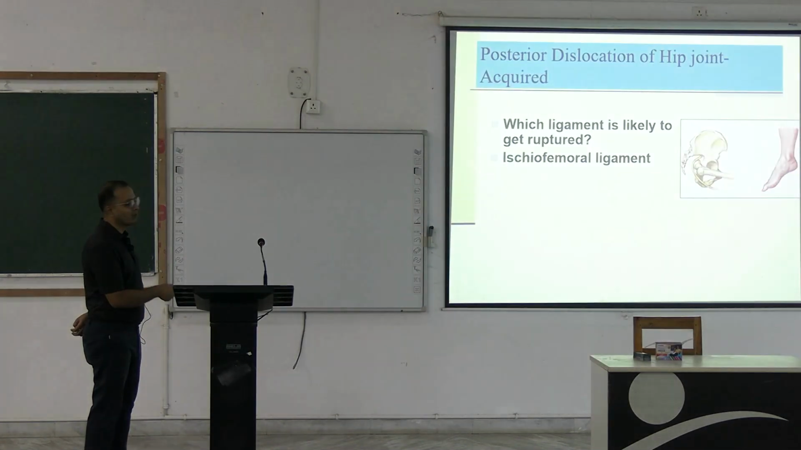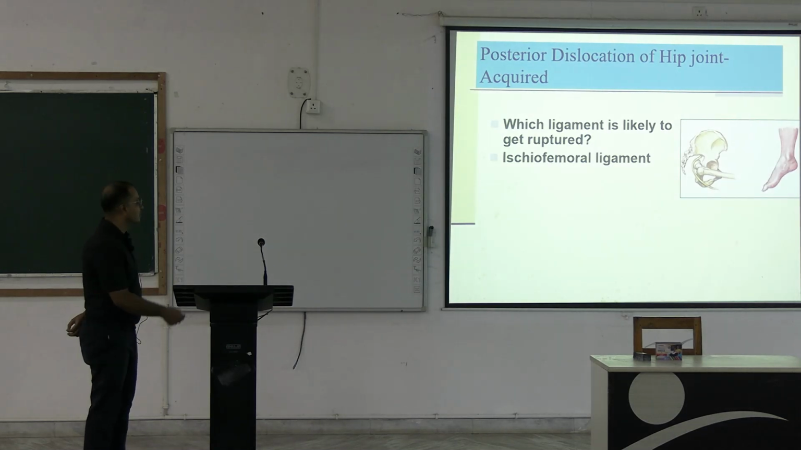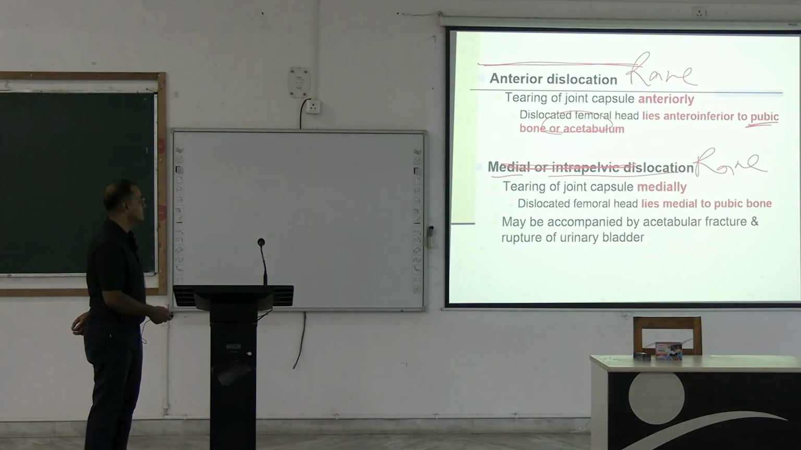The ischiofemoral ligament is a kind of MCQ. Sometimes they ask which ligament is likely to be ruptured in posterior dislocation, which is the ischiofemoral out of the three ligaments we have mentioned. Anterior dislocation is less common, moving the head of the femur anteriorly into the pubic region. In this case, damage to the pubofemoral ligament leads to anterior dislocation of the hip joint.